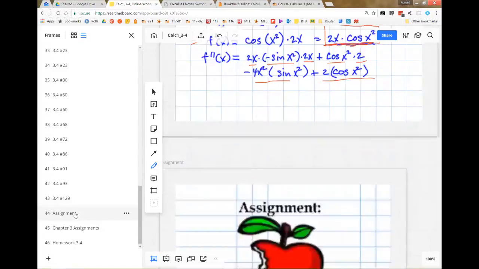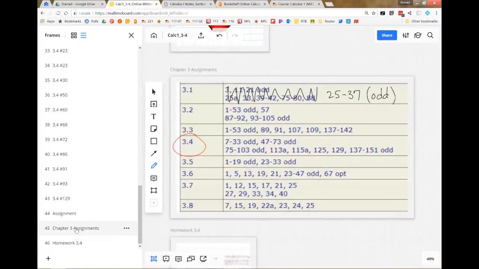So you already know about the assignment. I just want to point it out again. Lesson 3-4. We've got those 3 odd sections, 7 to 33 odd, 47 to 73 odd, 75 to 103 odd, and then there's some selected problems along with 137 to 151 odd. So it's kind of loaded, and I hope you got a pretty good start on it for today.